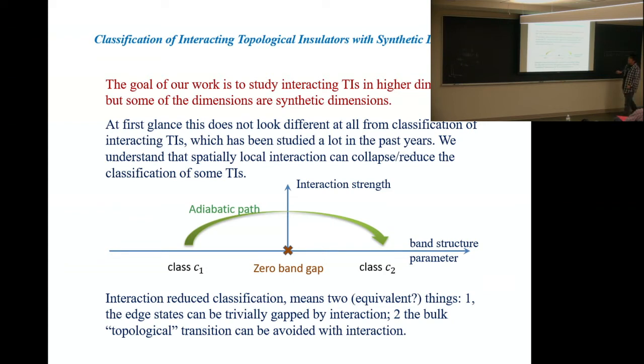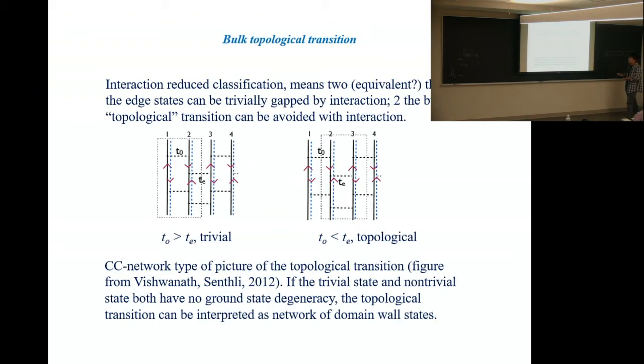So there seem to be two equivalent things. First, the edge state can be trivially gapped out by interaction, and second, the bulk topological phase transition can be avoided with interaction. These two statements seem to be equivalent, although I don't know a mathematical proof. They seem to make sense because we have a topological network picture of the topological phase transition. We can try to construct this phase transition by a wire construction or network construction, whatever you want to do.